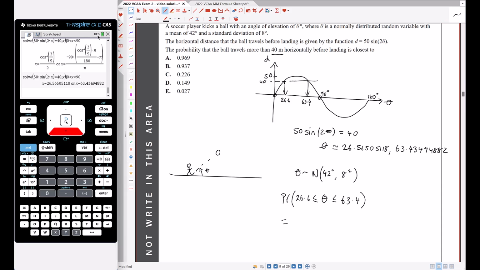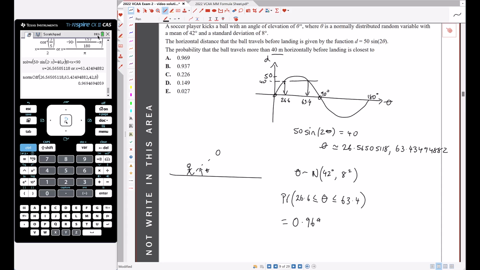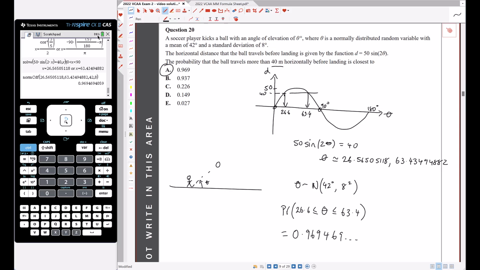But let's have a look. Alright, so menu 5, we've now got normal CDF 2. Our lower bound is 26.56505118, and our upper bound is 63.43494882, and our mean is 42, and our standard deviation is 8. Alright, and that is 0.969469, etc. So option A. Alright, there's the multiple choice. Let's move on to the extended answer.